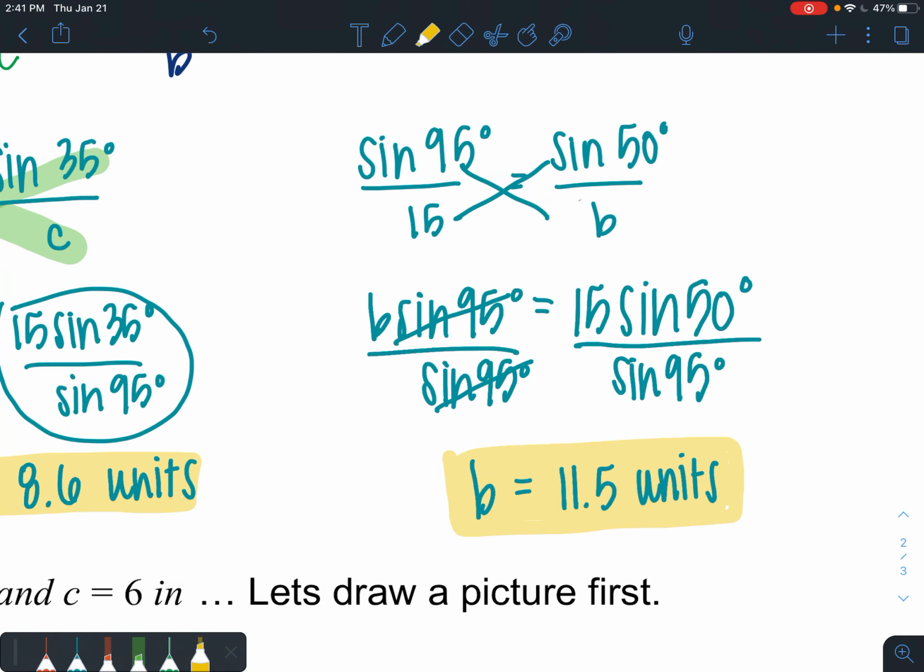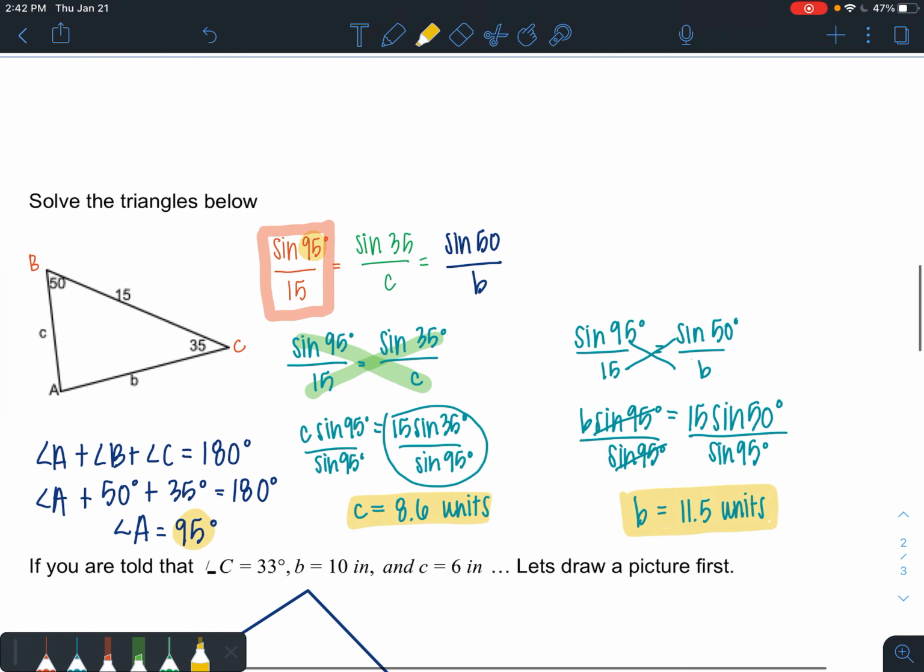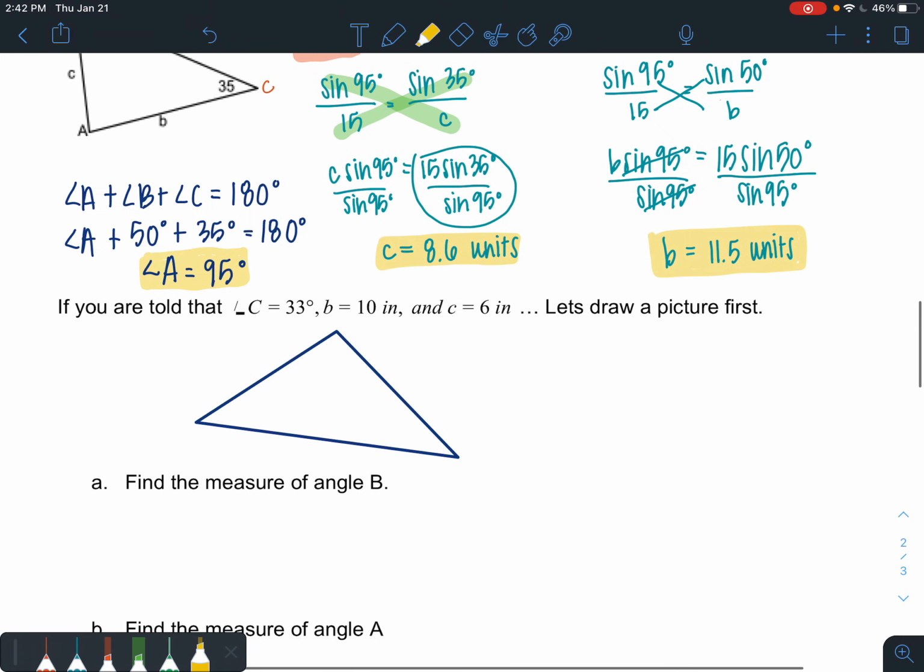Okay. So that is how we solve. And so we solved the entire thing because we were given two angles and a side. We found two sides and one angle. So we ended up with all six in the end. Okay, and then here's another example for us.